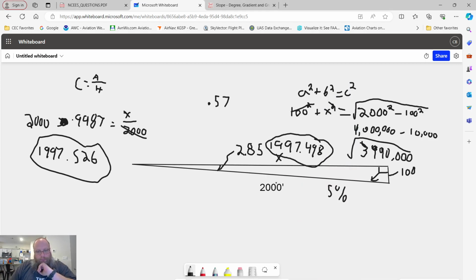Probably can see that there's always a little bit of rounding error, especially when you're dealing with angles.